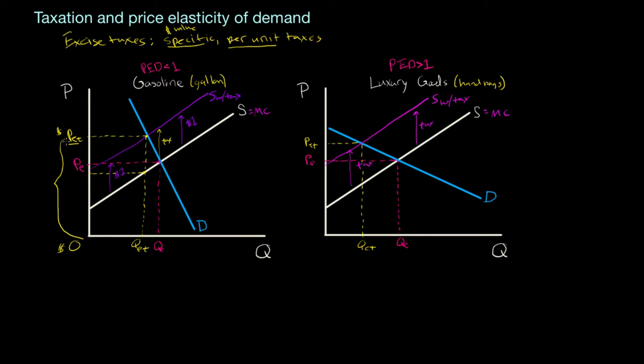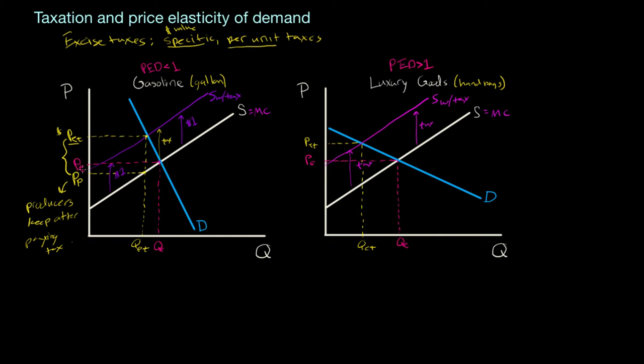So I'm going to put another little price down here. Let's now subtract the tax that consumers pay, and what is left is what we can call PP. This is the price that producers get to keep. This is what producers get to keep after paying the government.